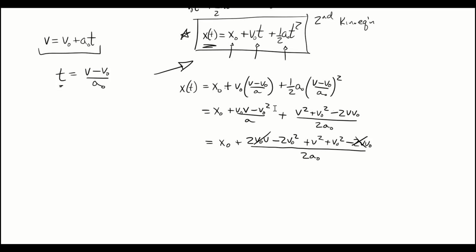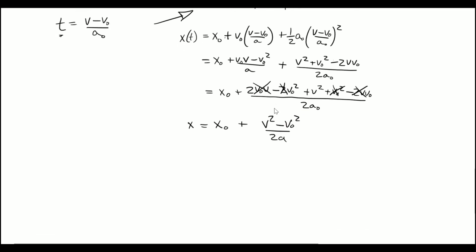And things start to simplify. Those two terms cancel. This one cancels with the 2. So we're left with my position at some later time t is equal to x naught plus v squared minus v naught squared all over 2a. Now I can rearrange this and I end up with x minus x naught times 2a is equal to v squared, and I'm going to actually bring the v naught to the other side as well, minus v naught squared.